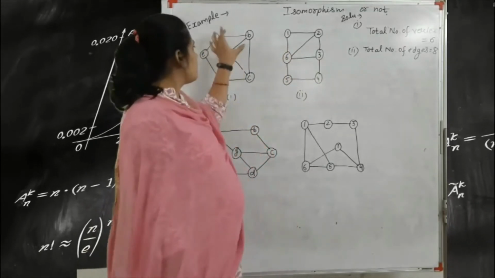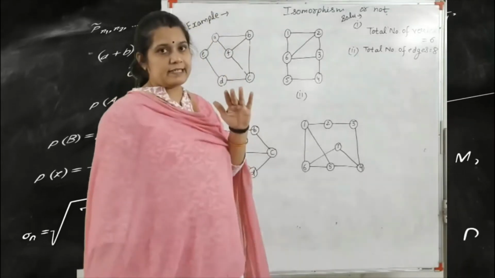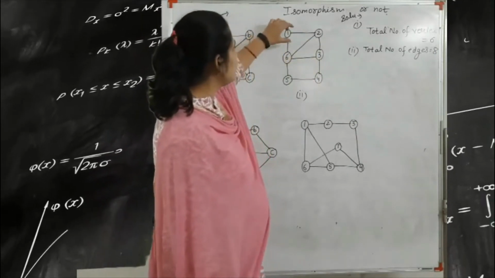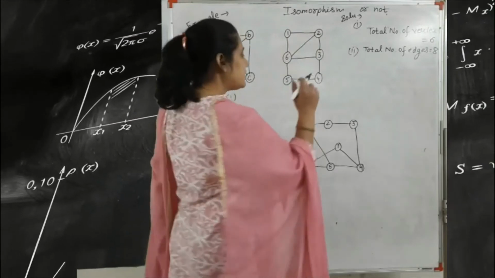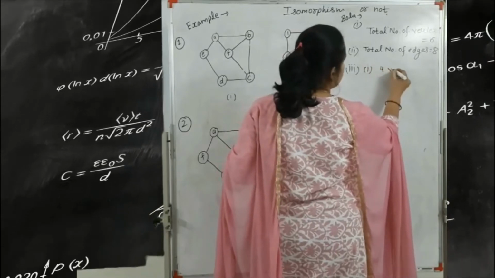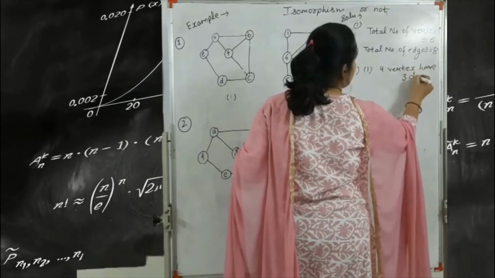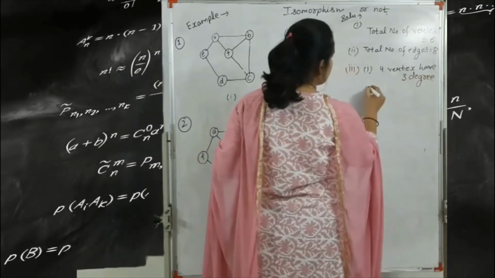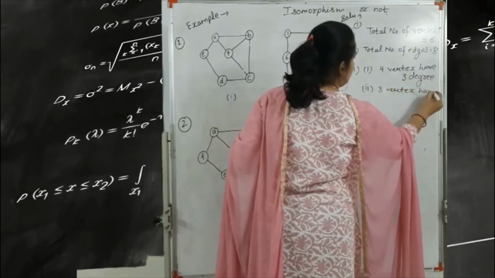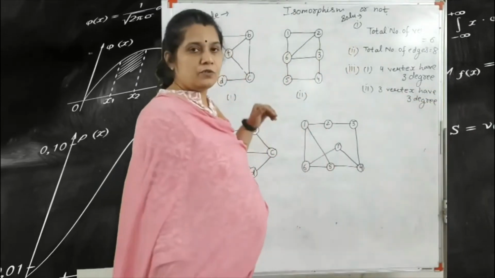Okay, so here 1, 2, 3 and 4. Here 4 vertices have degree 3 in graph 1, and in graph 2, 3 vertices have degree 3. Got it? That means this condition is not satisfied according to isomorphism.